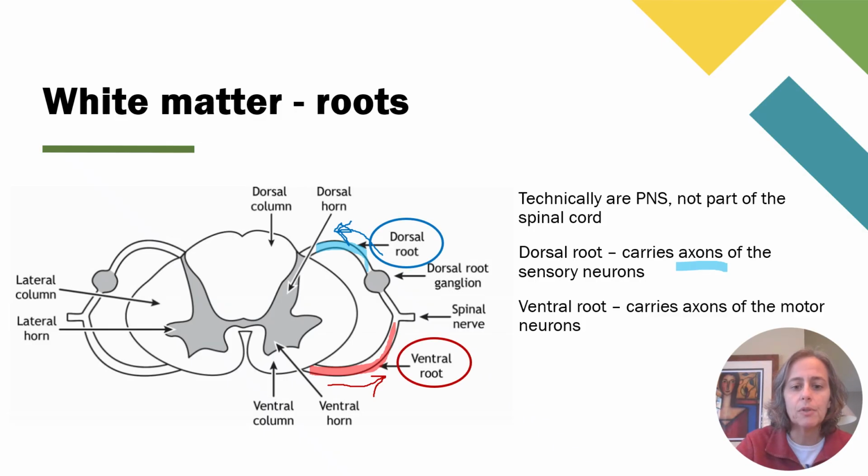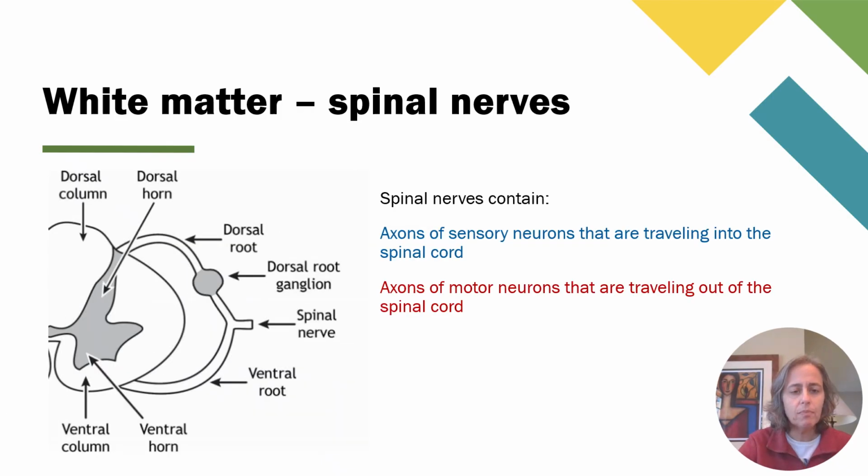Oh, there we go, dorsal root, ventral root. Now, you may have seen before that they actually come together. And when they come together, that is the spinal nerve. That is the spinal nerve that we were talking about before when we did basic anatomy.